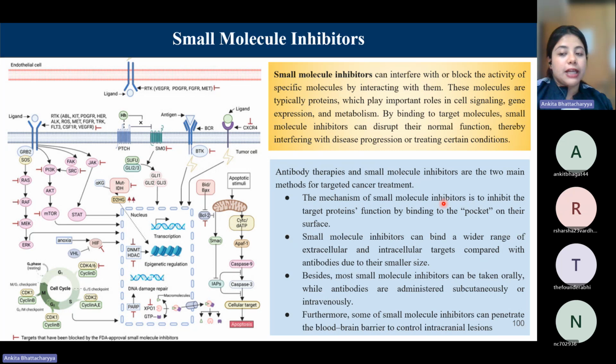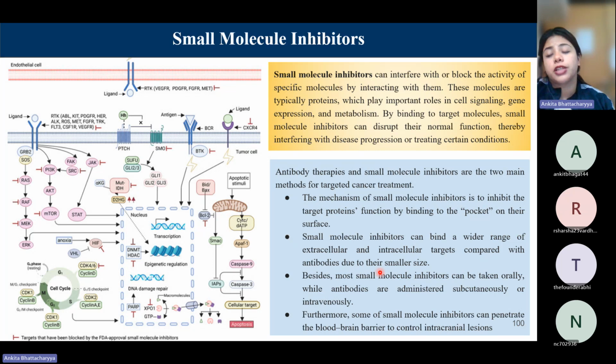The mechanism of SMIs is to inhibit the target protein's function by binding to the pocket present on its surface. SMIs can bind a wider range of extracellular and intracellular targets compared with antibodies due to their smaller size. Remember what I said, that the name small indicates that being small in size must confer some advantage to this class of drugs, and therefore they have more potential and are more interesting targets for study. So what is the main advantage associated with them? It is because they are smaller as compared to antibodies. They have a much wider scope of binding to different proteins.